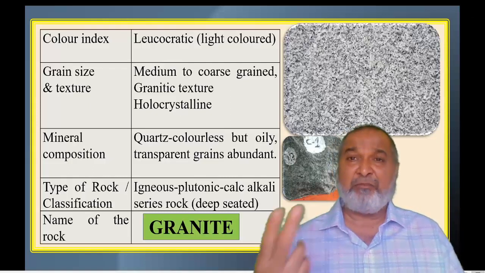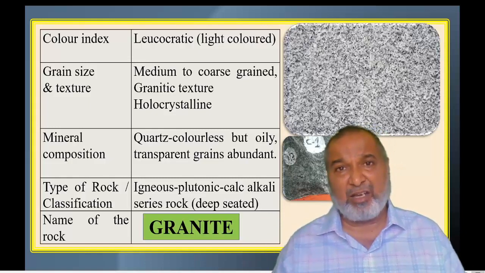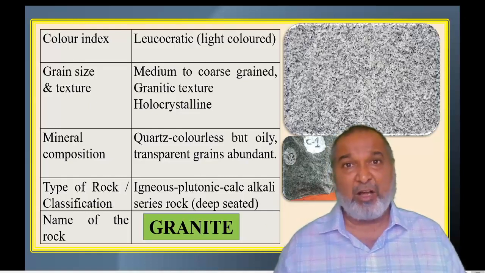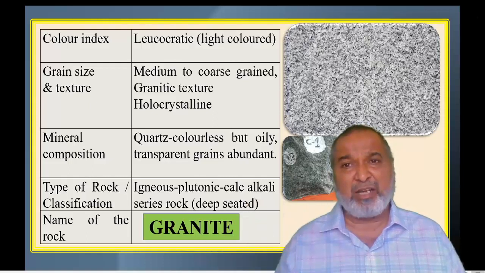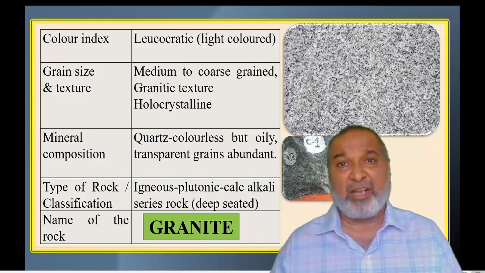This is clear. Now, when we have 50% glass and 50% crystals, it is hemicrystalline or hemihyaline. The hemicrystalline rock has half crystal, 50% crystal and 50% glass.